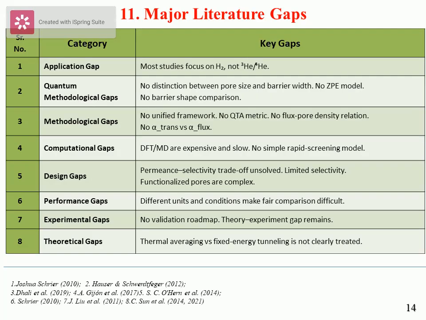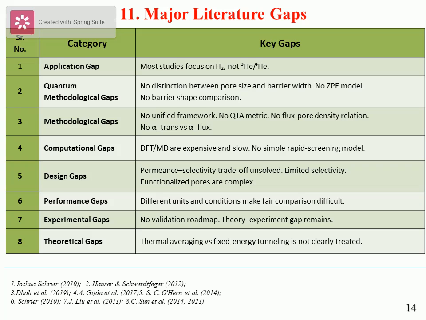First, the application gap. Most studies focus on hydrogen, not helium isotopes. Second, the quantum methodological gap. No clear distinction between pore diameter and barrier width. No ZPE model. No barrier shape comparison. Third, the methodological gap. No unified framework. No QTA metric and no flux pore density relation. Fourth is the computational gap. DFT and MD are slow and expensive. Fifth one is the design gap: permeance selectivity trade-off and complex functionalized pores.